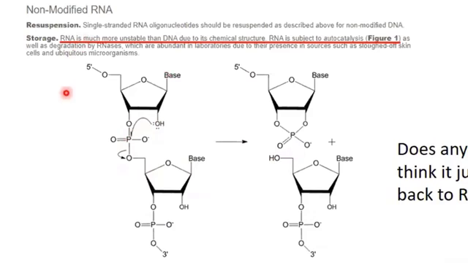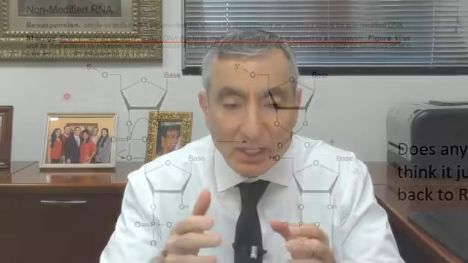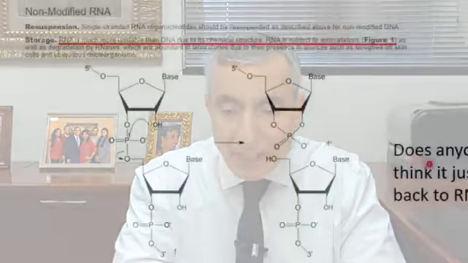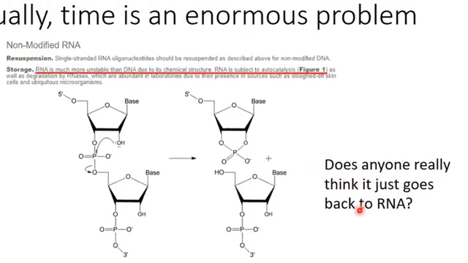It says RNA is much more unstable than DNA due to its chemical structure. RNA is subject to autocatalysis as well as degradation by RNases. So there are enzymes. There are no enzymes here in prebiotic earth to tear this up, but it's subject to autocatalysis. It self-decomposes. Does anyone really think that it just goes back to RNA? Does anyone really think that these things just go forward and back?